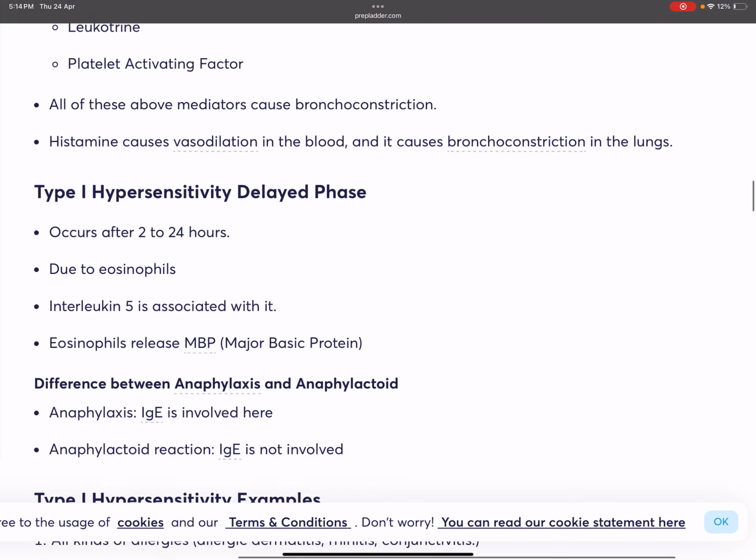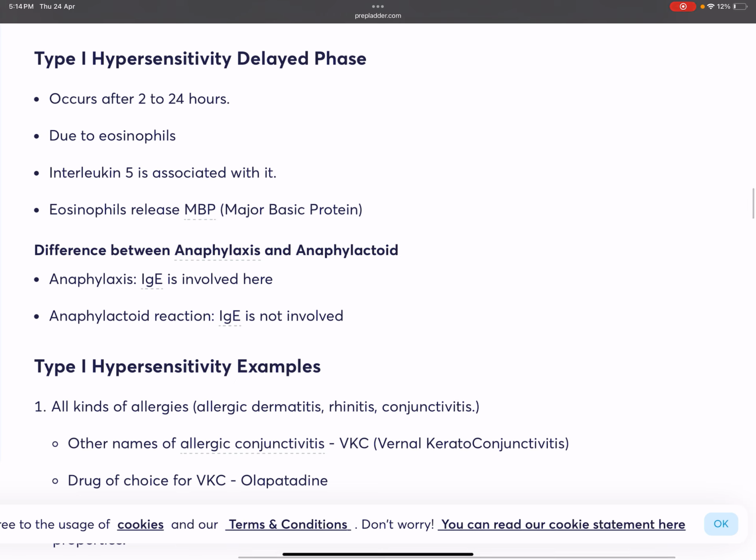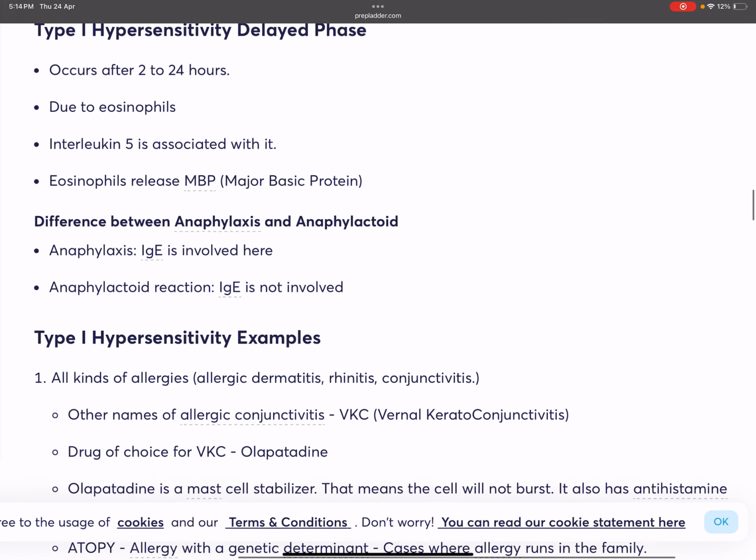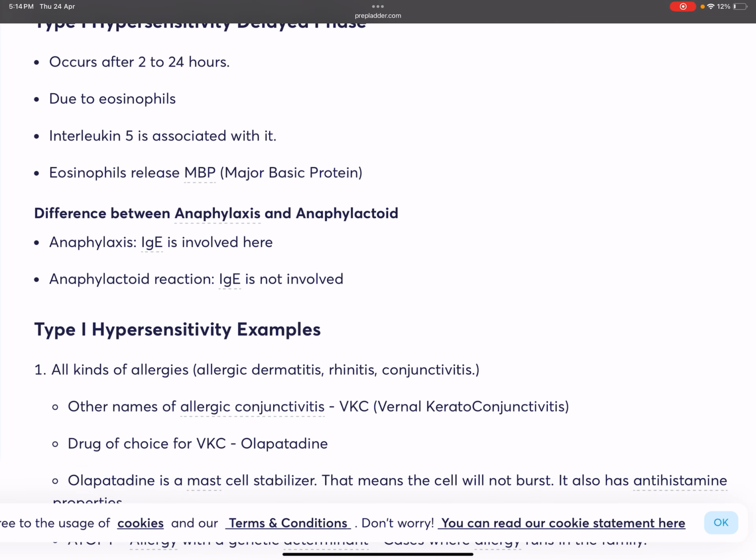Now, what does the type 1 hypersensitivity delayed phase include? It occurs at 2 to 24 hours. It occurs due to eosinophils. Interleukin 5 is associated with it, and what eosinophils release is major basic protein.